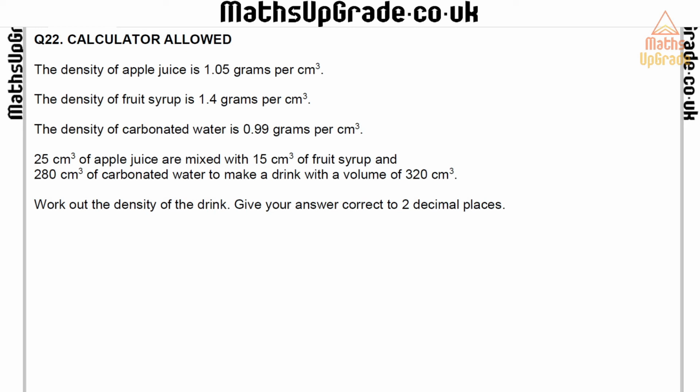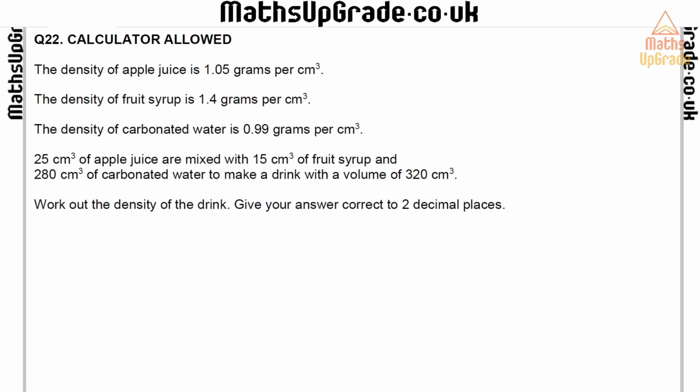25 centimetre cubed of apple juice is mixed with 15 centimetre cubed of fruit syrup and 280 centimetre cubed of carbonated water to make a drink with a volume of 320 centimetres cubed. Work out the density of the drink, giving the answer to 2 decimal places.